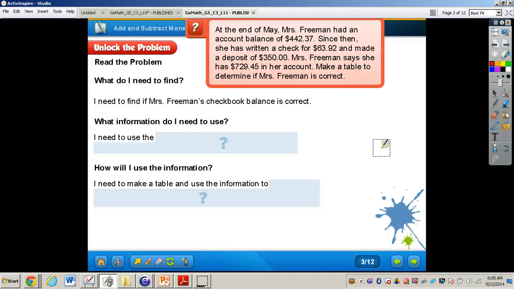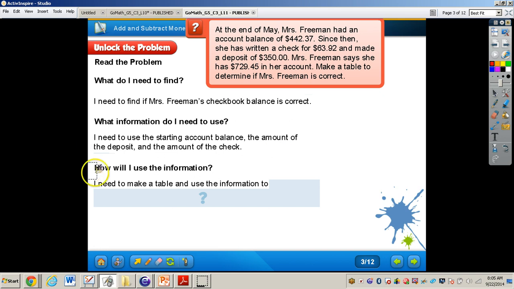Now, the information that we will use, and I want you to write this down, is the starting account balance, the amount of the deposit, and the amount of the check. So we first of all see the starting account balance, $442.37, the amount of the deposit, $350, and the amount of the check, $63.92.